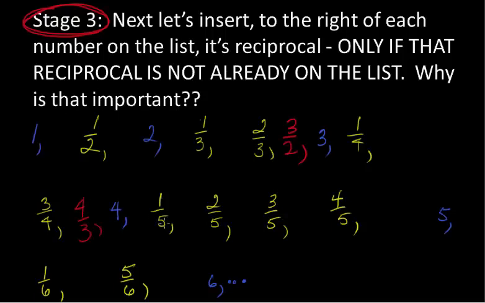1/4 we don't need. 5 we don't need. 5/2 is not on the list, so on it goes. 5/3 we need. 5/4 is not on the list. 1/5 is. 6 is on the list. 6/5 is not on the list. And 1/6 is on the list, and so on. So I hope you see, this list, I'm just showing you enough of the list so that you can understand how the entire list is made.